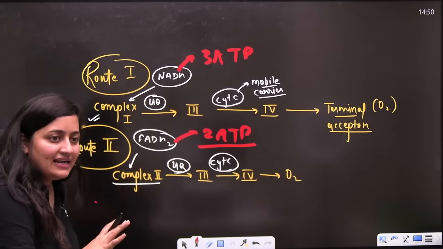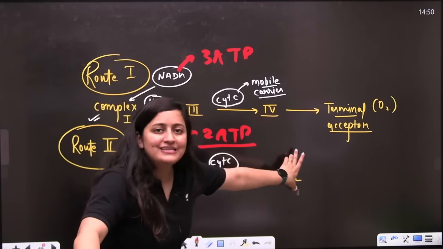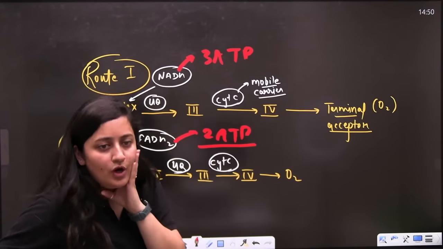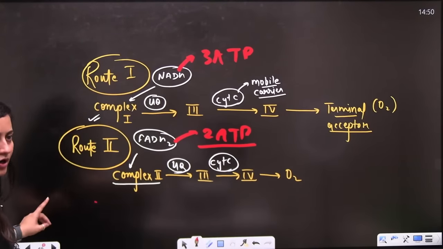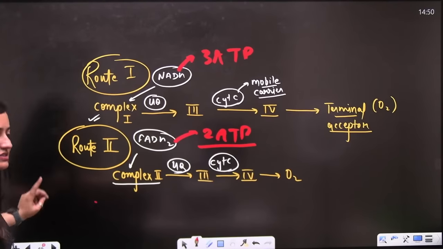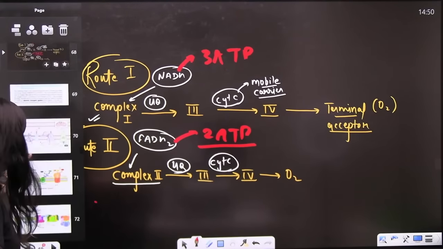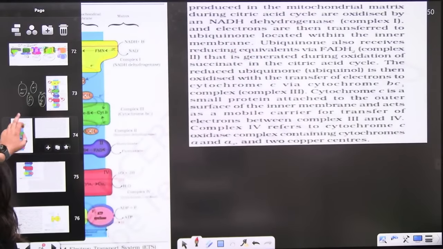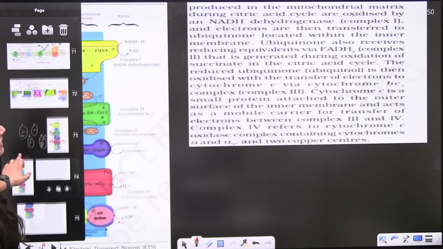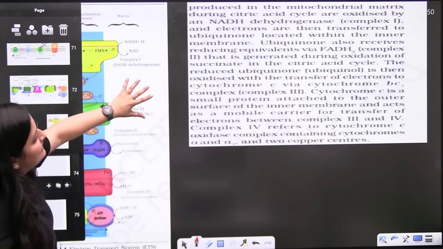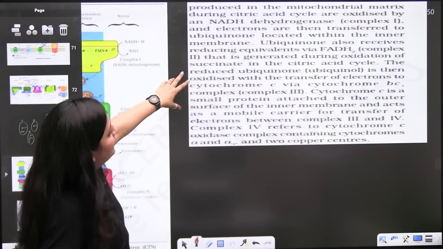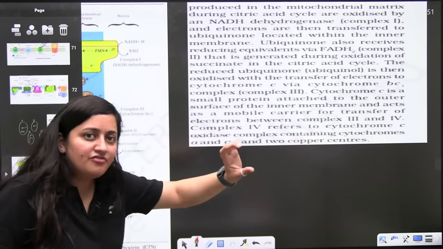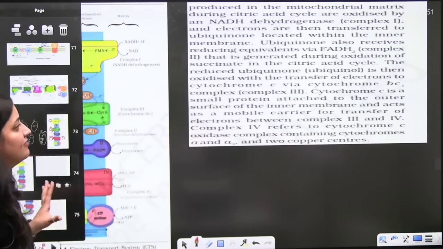Clear? So at last the oxygen is going to accept the electron, plus it will accept 2 protons and it is going to form the water. So this is what you need to remember, the routes, right? Okay, so the same points are explained here, bachche, even in NCERT: in the mitochondrial matrix during the citric acid cycle, NADH dehydrogenase and electrons. Whatever points I have explained in the form of that route-wise flow chart, only those points are given here.